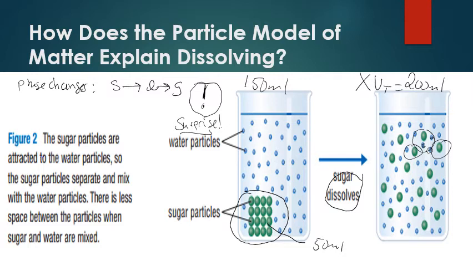Oftentimes, whenever you dissolve a solute in a solvent, the volume that you observe is actually less than what you would expect. It's less than the volumes of the two separate components. So this volume that you would actually see would probably be just a little bit less, not too much less, but a little bit less than 200 milliliters.